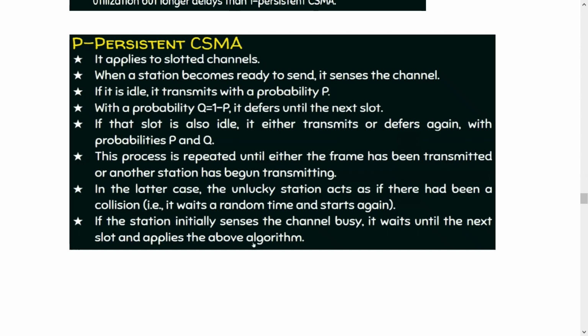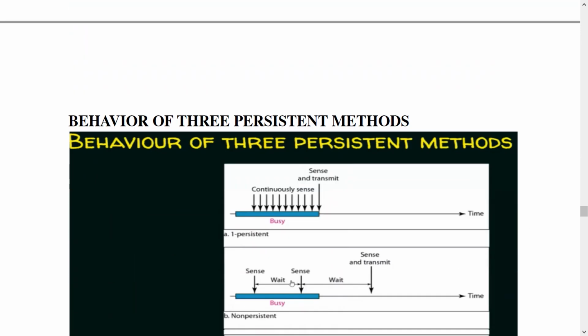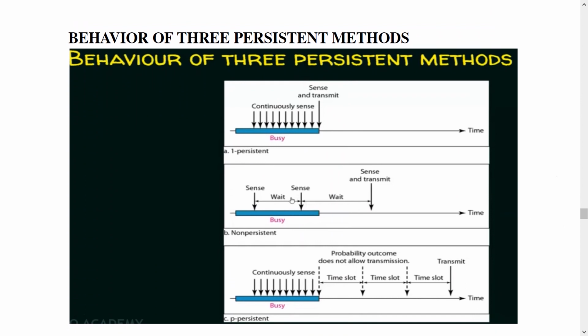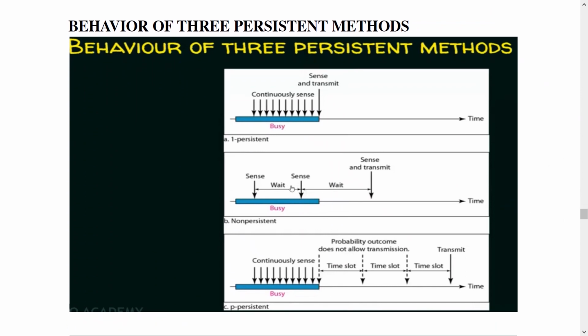If the station initially senses the channel and finds it busy, it waits until the next slot and applies the above algorithm. So this is how P-persistent CSMA works. And here we have a diagram that summarizes all of them together in one slide: behavior of the three persistent methods. The first method is one-persistent, the second is non-persistent, and the third is P-persistent.